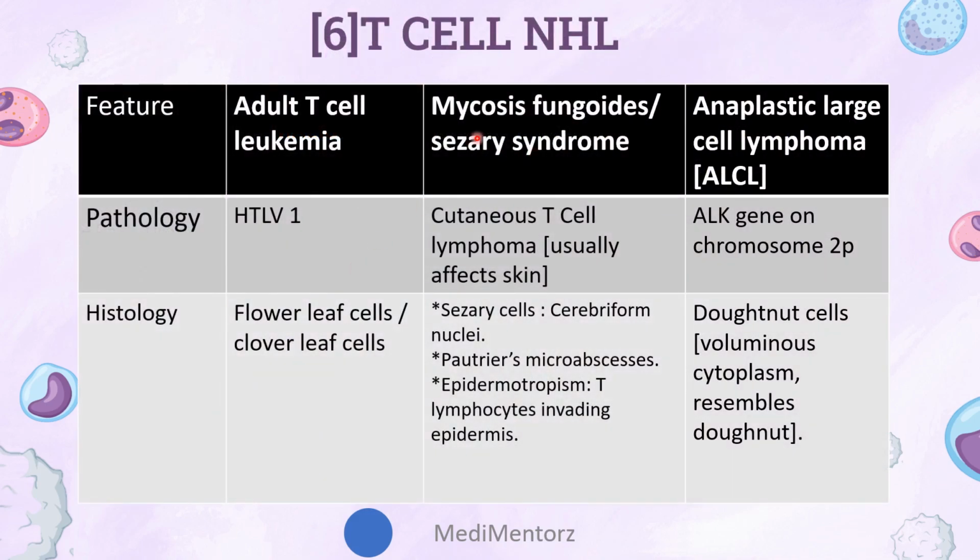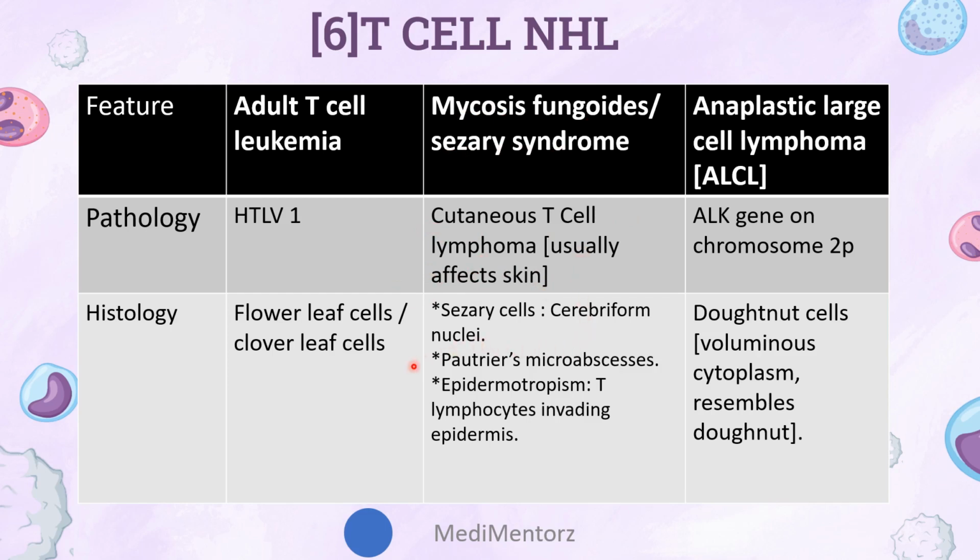So the last one, which is T cell non-Hodgkin lymphoma, is quite uncommon, a very rare disorder. Just know these names and you're ready to go. Okay. So talking about adult T cell leukemia, the pathology here is human T leukemia virus 1, and the histology looks similar to flower cells or clover leaf cells. I'm just going to teach you in the next slide. The second one is mycosis fungoides or Sézary syndrome. They usually affect the skin, so that's why they are called cutaneous T cell lymphoma.